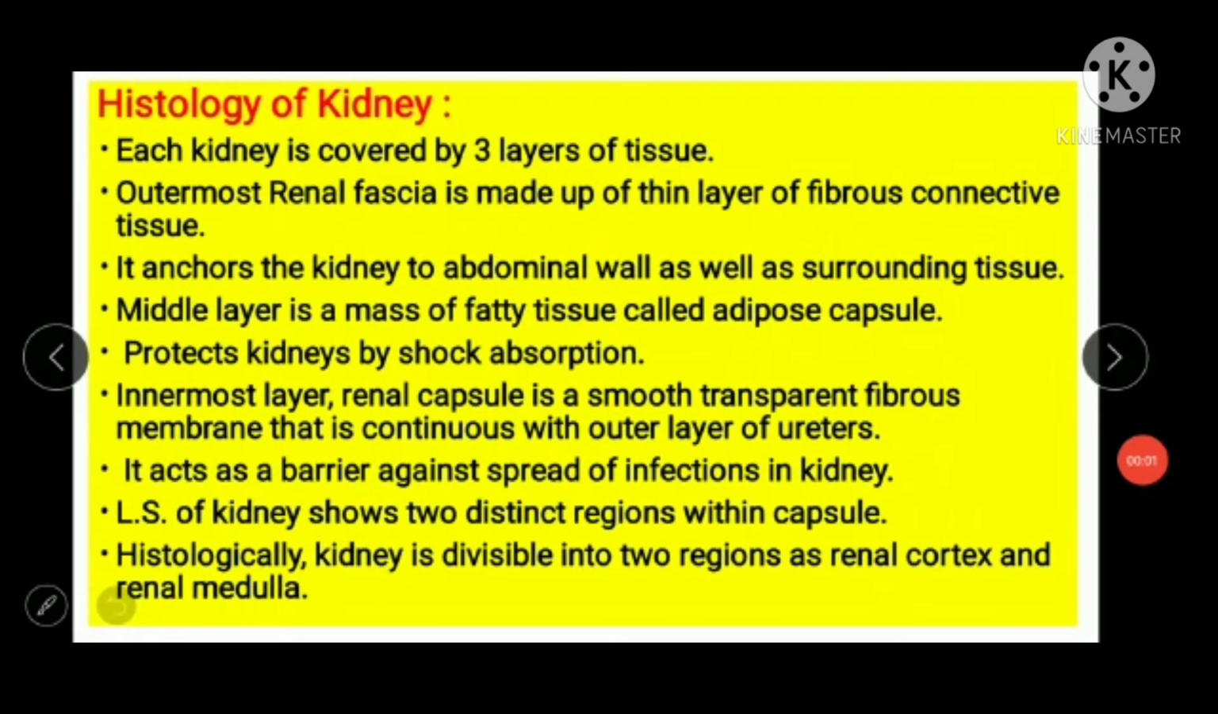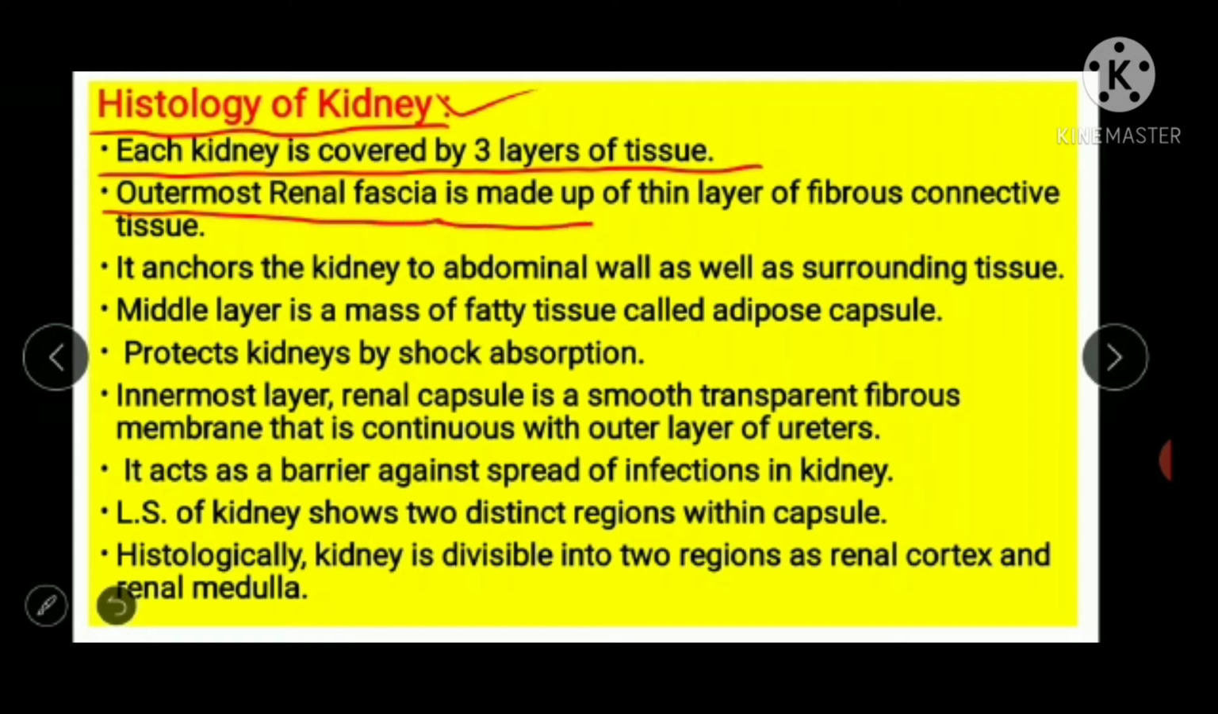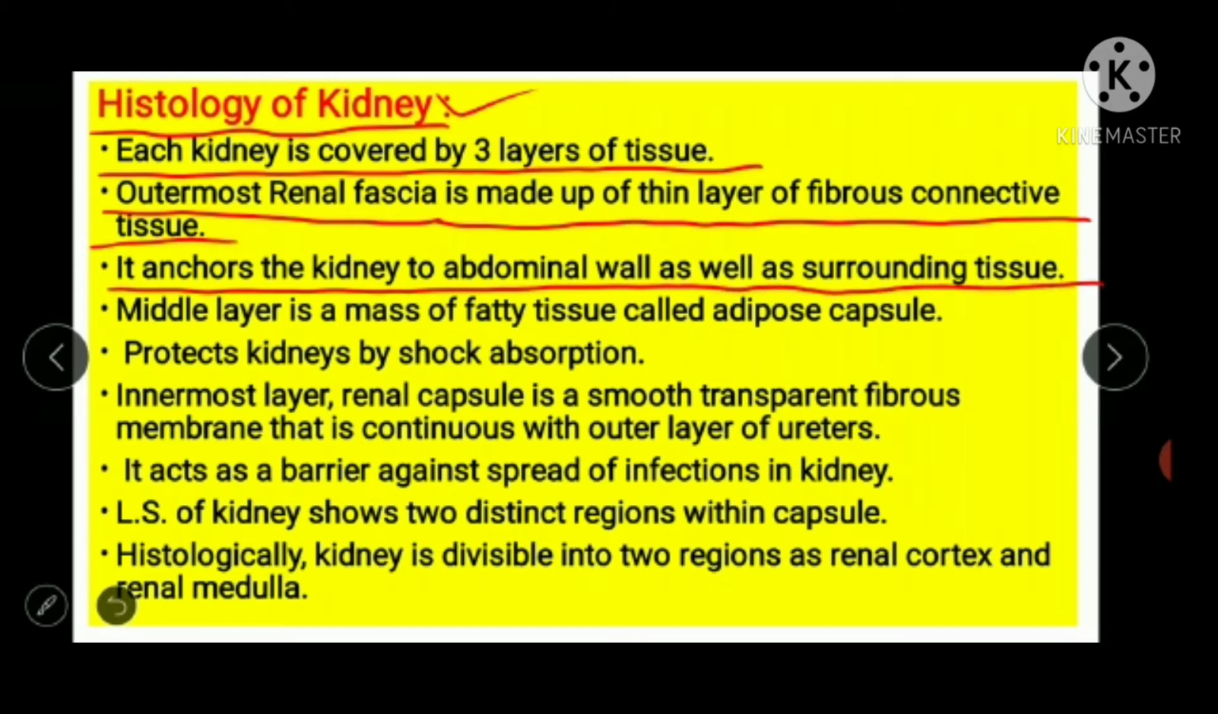Hello students, today we are going to study the topic histology of kidney. Let us study. Each kidney is covered by three important layers of tissue. The outermost renal fascia is made up of thin layer of fibrous connective tissue. It anchors the kidney to abdominal wall as well as surrounding tissue.